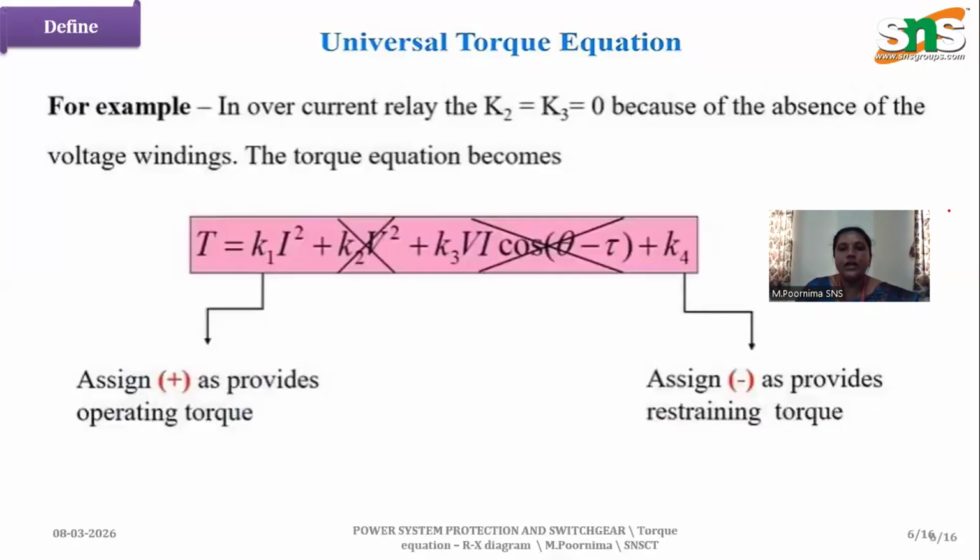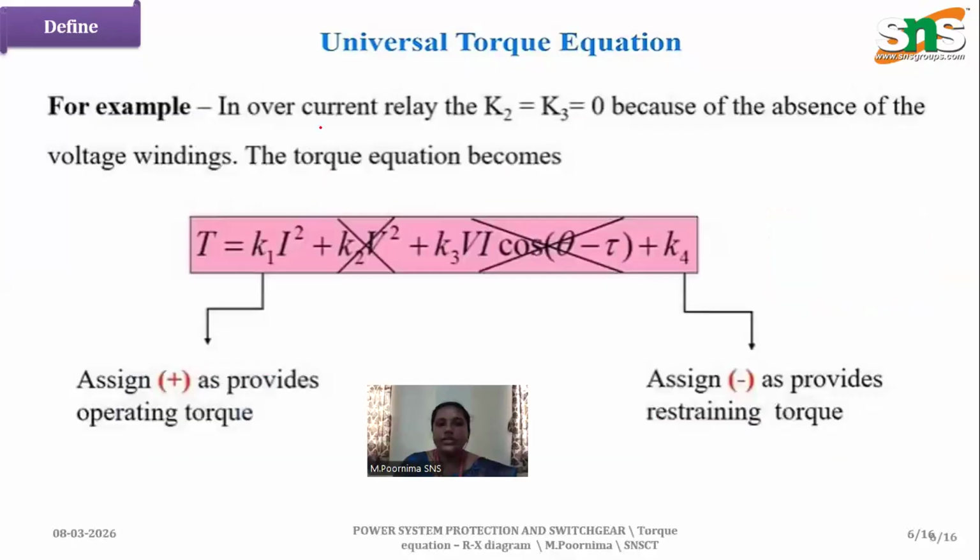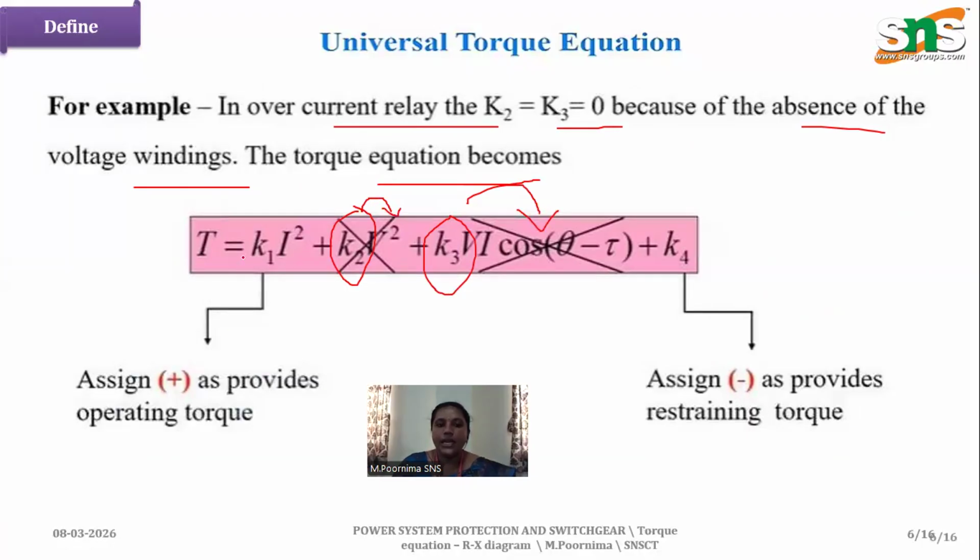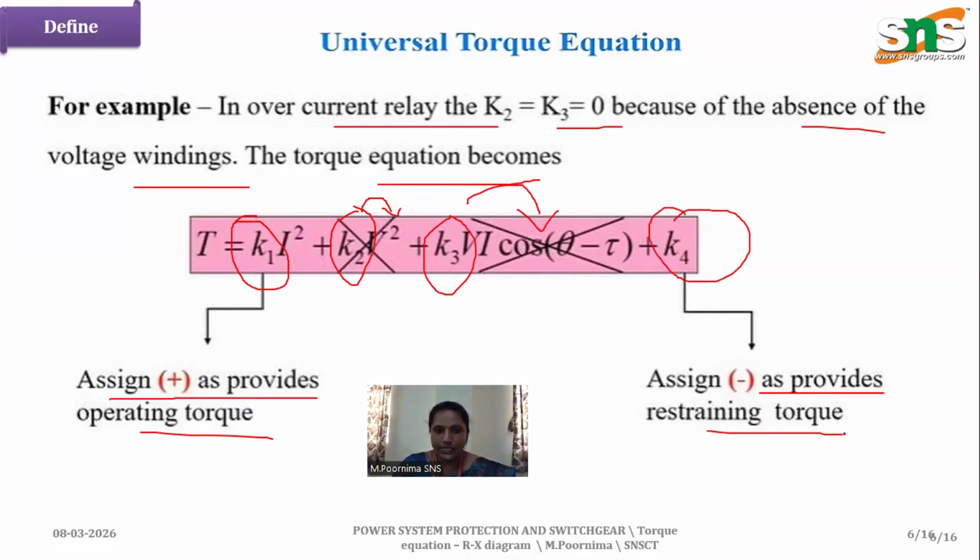For example, for an overcurrent relay, K2 and K3 are equal to 0 because of the absence of the voltage winding, so those terms become 0. K1, the current coil torque, is assigned as the operating torque. K4 is assigned a negative sign as the restraining torque.